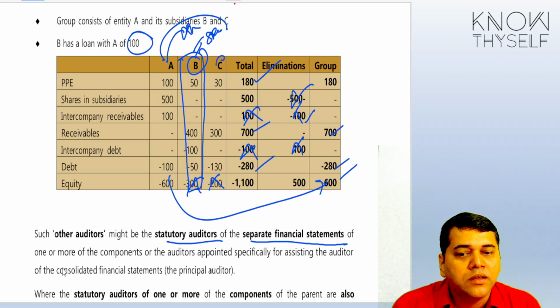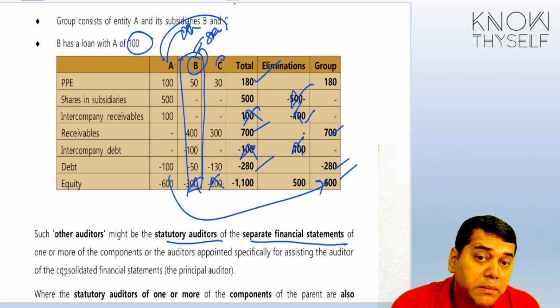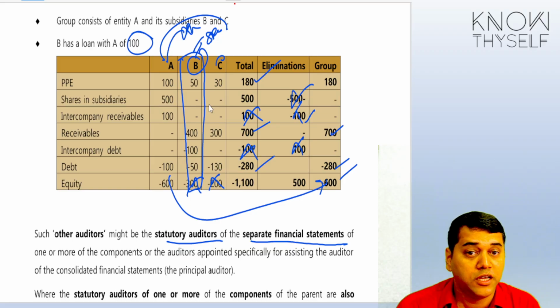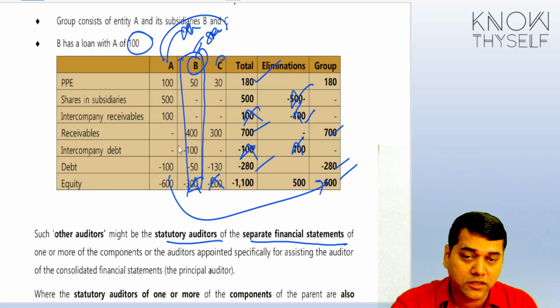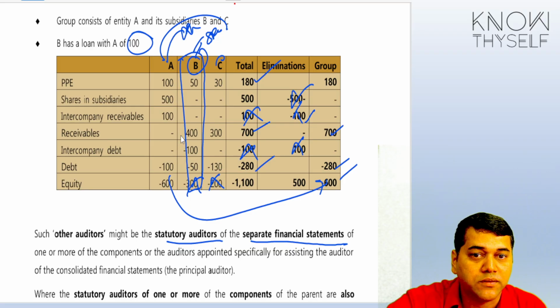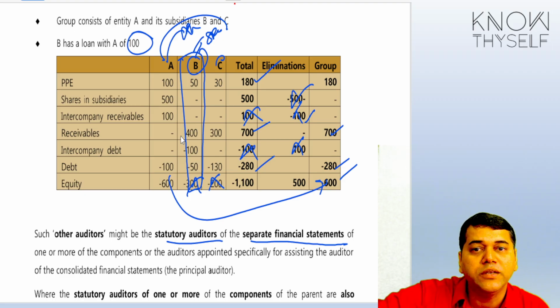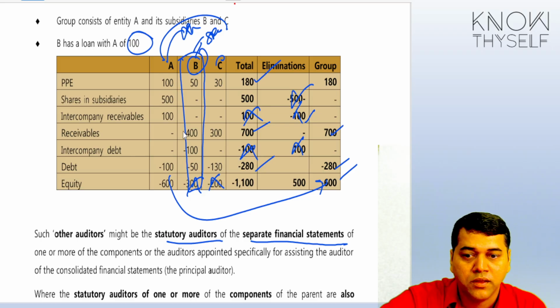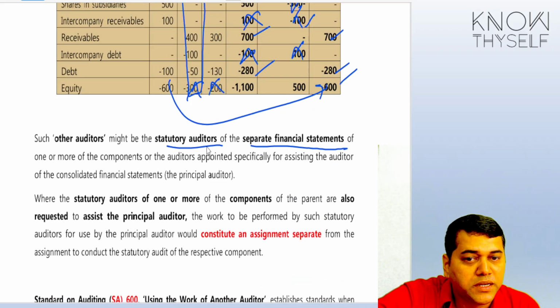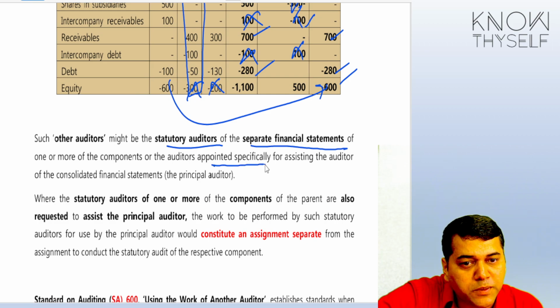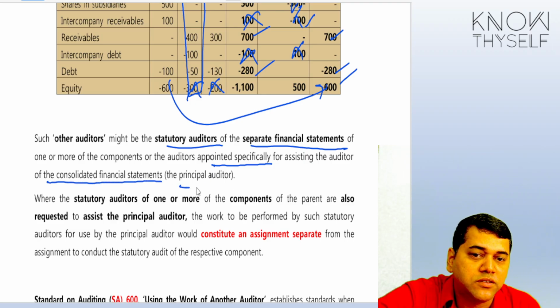That's why this consolidation may become another assignment for them. They have to be paid fees now. See, that's why certain exemptions are given, because unnecessarily it is going to increase the compliance cost. Now, such auditors may be the statutory auditors of one or more components appointed specifically for assessing the audit of consolidated financial statements of the principal auditor.